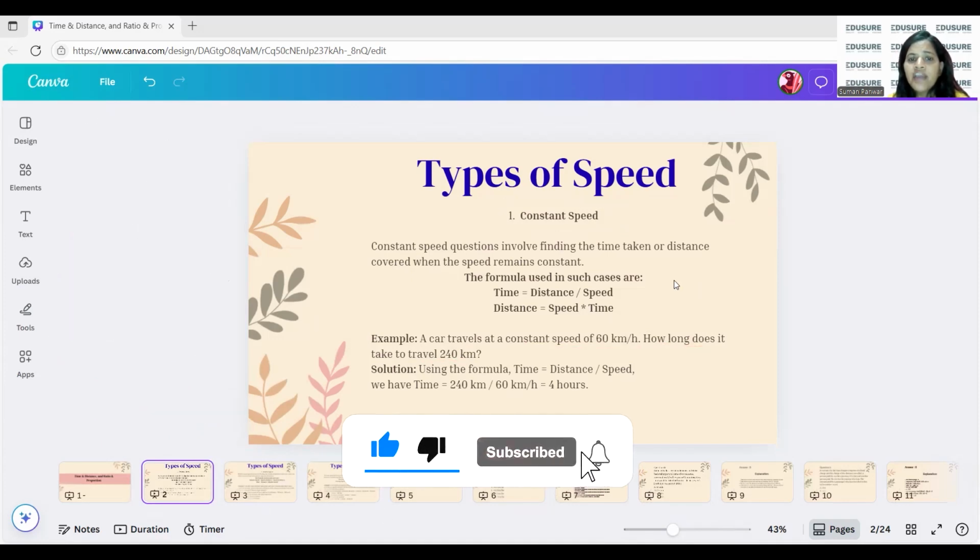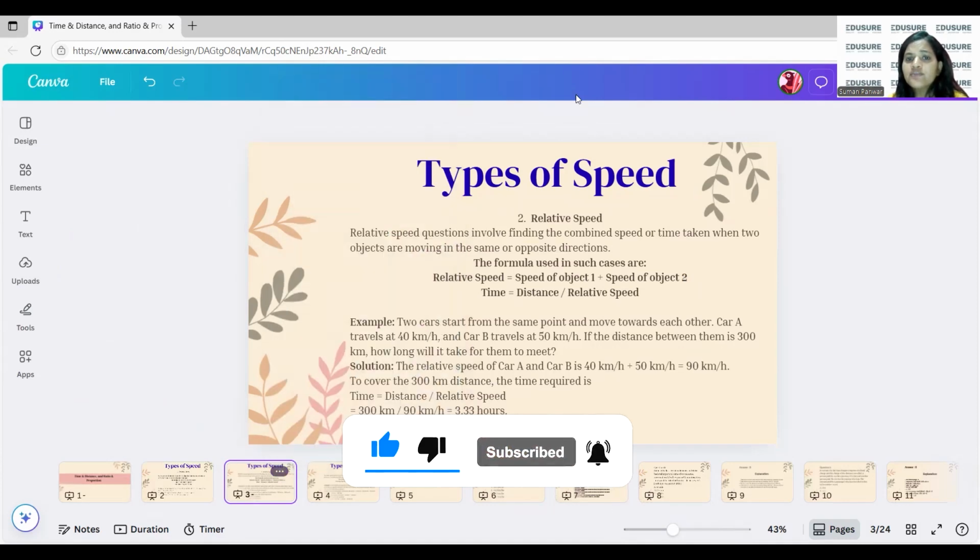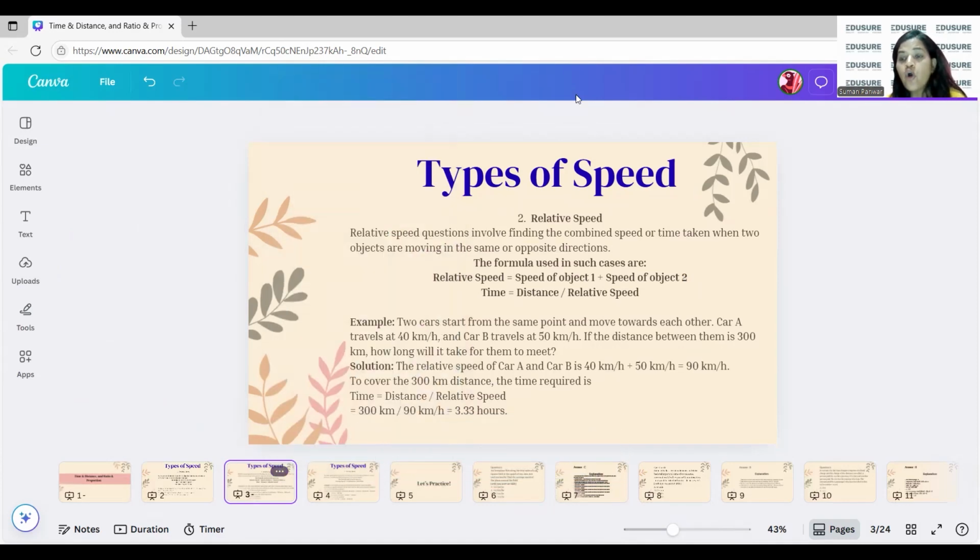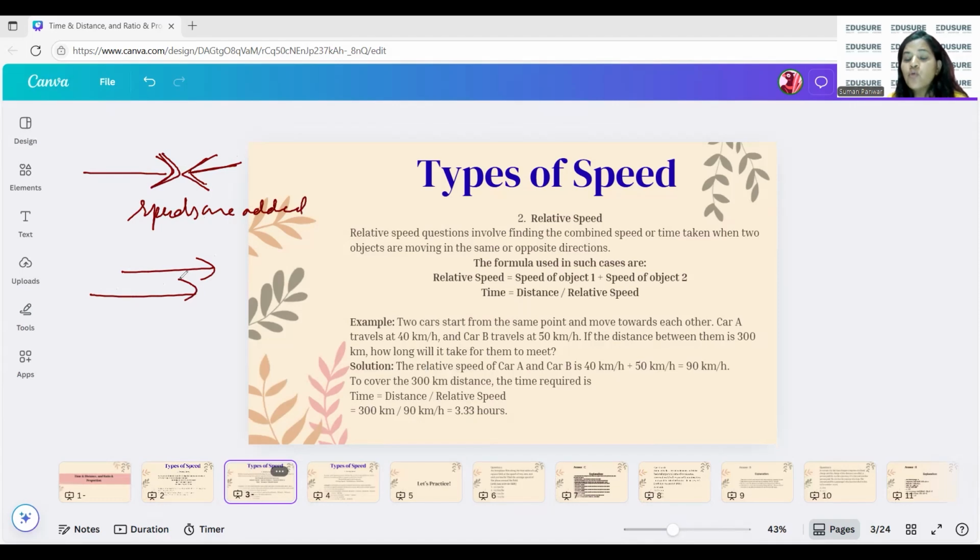Okay. Then we have another type of speed, a relative speed. Relative speed we talk about when two objects are approaching each other in opposite directions, their speeds are added. And when two objects are moving in the same direction, the speeds are subtracted. Okay. So that is the concept of relative speed.